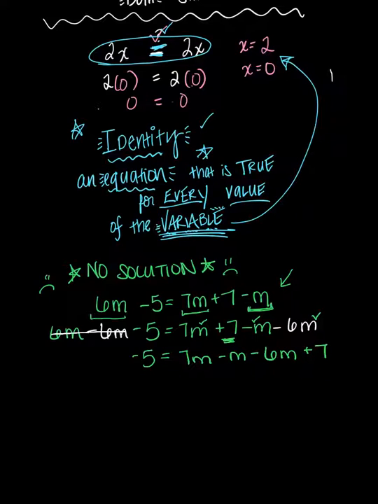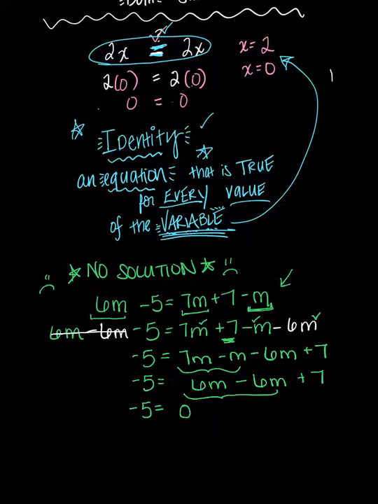Yikes. All right, let's simplify before we go any further. Negative 5 equals 6m minus 6m plus 7. Oof, this isn't looking so good. Negative 5 equals 0 because 6m minus 6m is 0m, and 0m is 0. So I get 0 plus 7, which is just 7. Oh no, we have a problem.